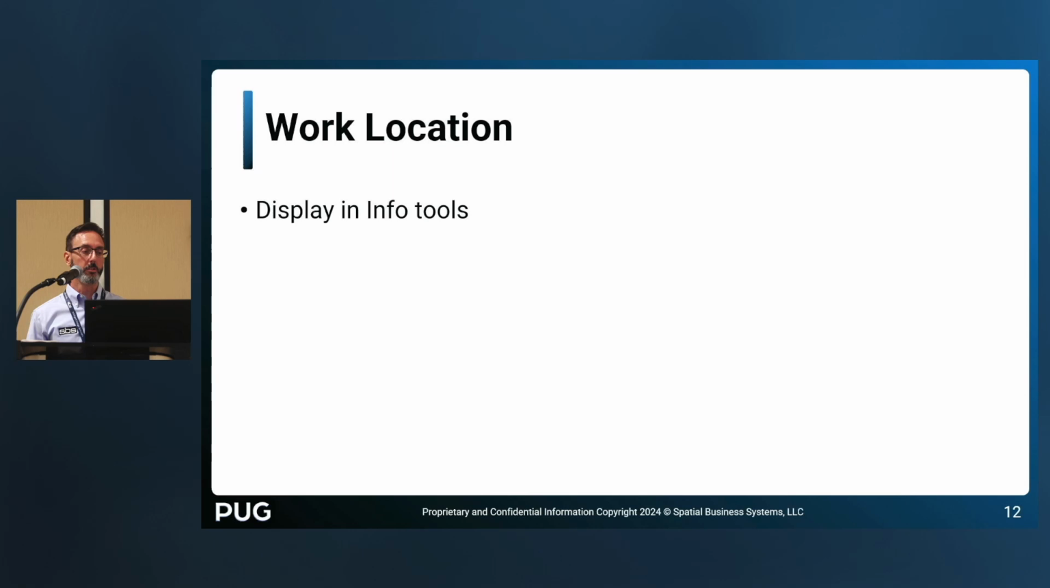So for work location, previously this was the one thing that would never display in the info tools, right? This led to the need of creating some custom forms if you wanted to add special attribution, special metadata and tracking on the work location. So with this change, there's an option to allow that to be shown in the info tools, so you can more naturally edit that just like you would any other feature.